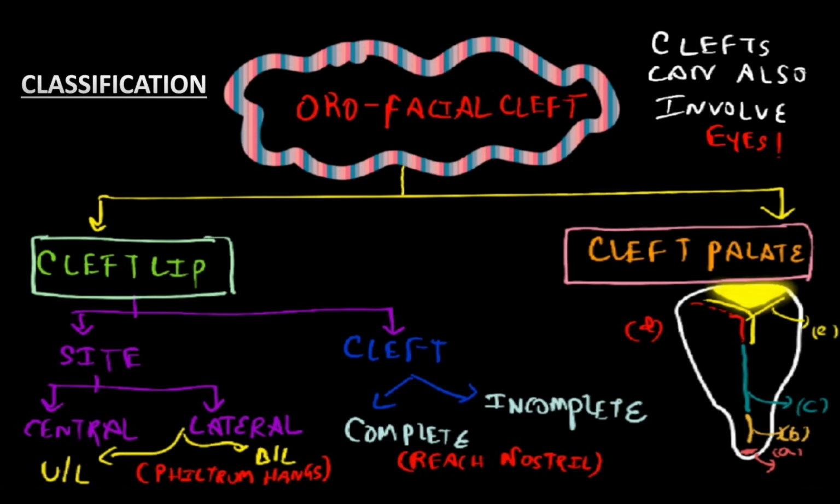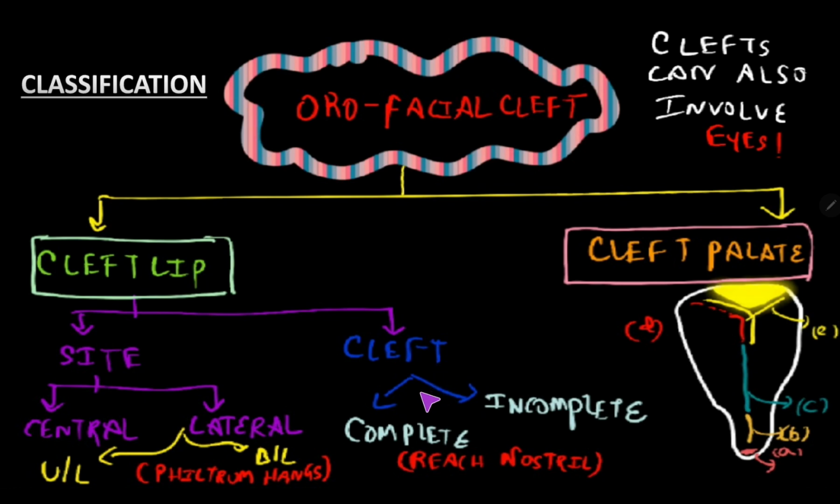Coming to classification of orofacial clefts, we have the cleft lip and the cleft palate. In cleft lip, we basically classify it by site, whether it is in the central part or on the lateral part. If it is lateral, we in turn classify it as unilateral and bilateral. Bilateral always has a philtrum hanging down from the floor of the nasal cavity.